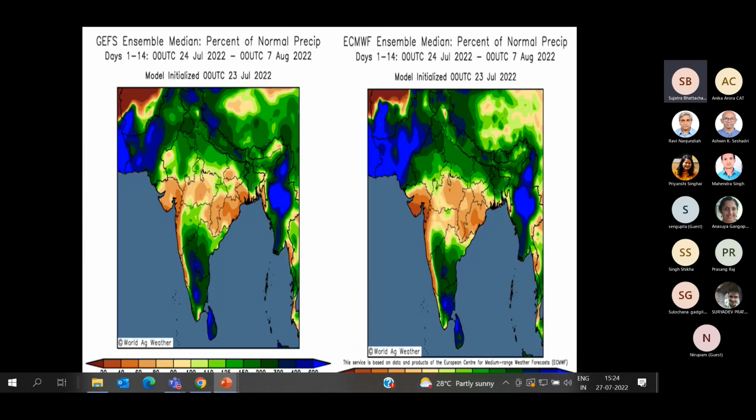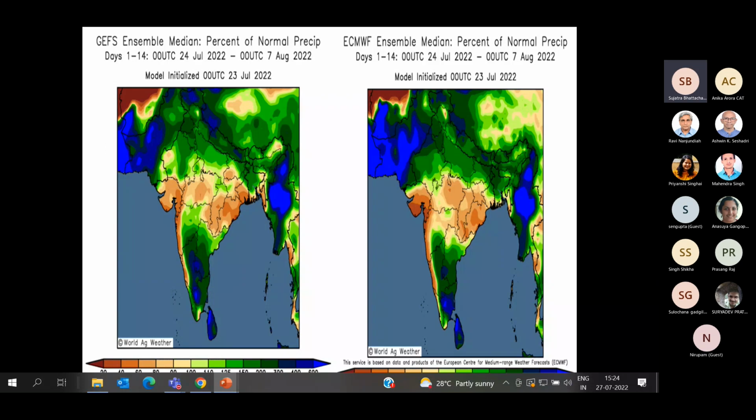Yeah, this is the picture of the forecast based on 23rd July for the 14-day period 24th July to 7th August. And it's anomaly. Okay? Anomaly I like because the model biases are removed. Every model has a bias. So there are two: left is the GFS ensemble, right is the ECMWF. Both are very similar. Okay. So I believe this is going to come true.